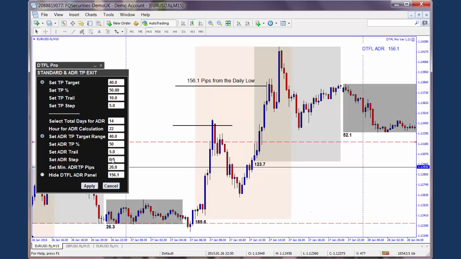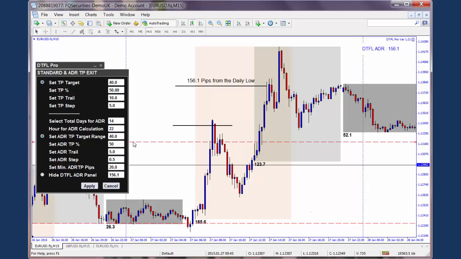The rule that is used is that the EA will continually look at both the trail distance and the step value here, and the trail distance and the step value here, and whichever combination of figures allows the stop loss to be closer to current price. So when we're looking at a buy, whichever is going to move the stop loss higher and gain more profit, it will default to that.